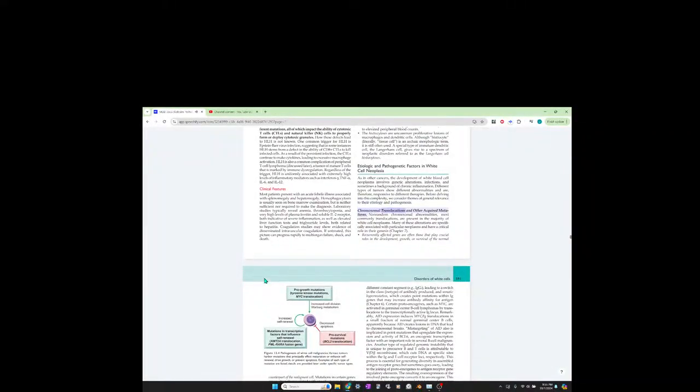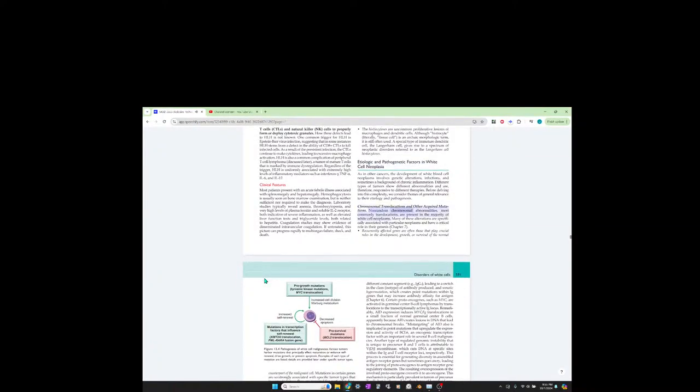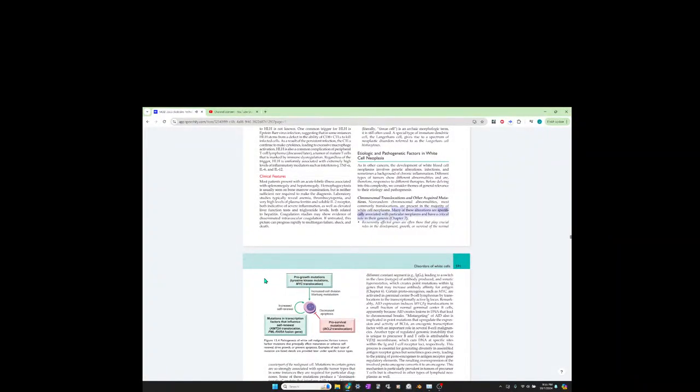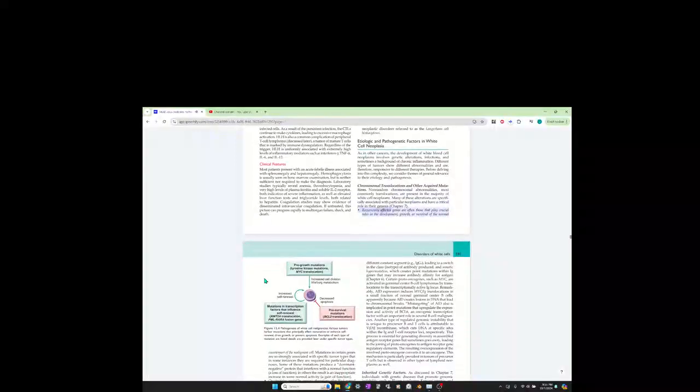Chromosomal translocations and other acquired mutations. Non-random chromosomal abnormalities, most commonly translocations, are present in the majority of white cell neoplasms. Many of these alterations are specifically associated with particular neoplasms and have a critical role in their genesis. Recurrently affected genes are often those that play crucial roles in the development, growth, or survival of the normal counterpart of the malignant cell.